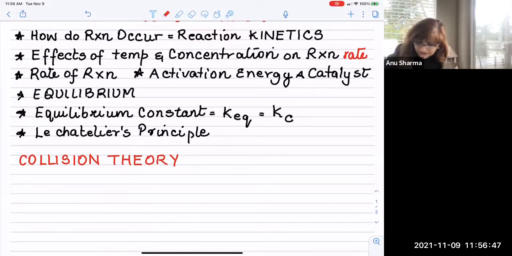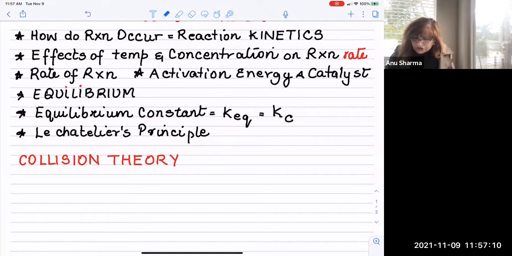And then comes the equilibrium constant, and then the calculations that relate to the equilibrium constant. And the last is Le Chatelier's principle, which helps us deviate a reaction from equilibrium if it ends up in the equilibrium state. So let's look at that first of all. How do the reactions occur?